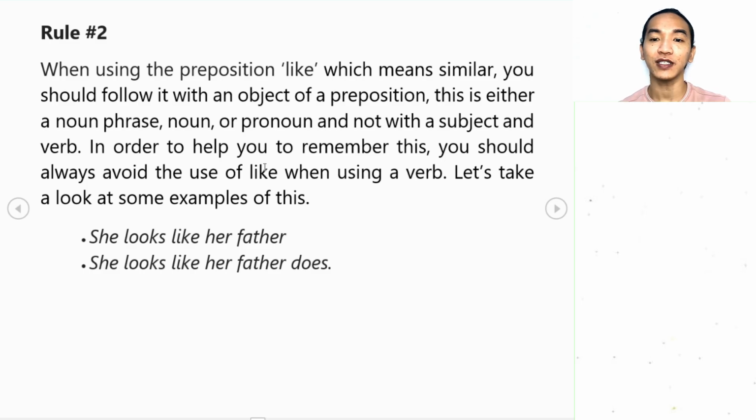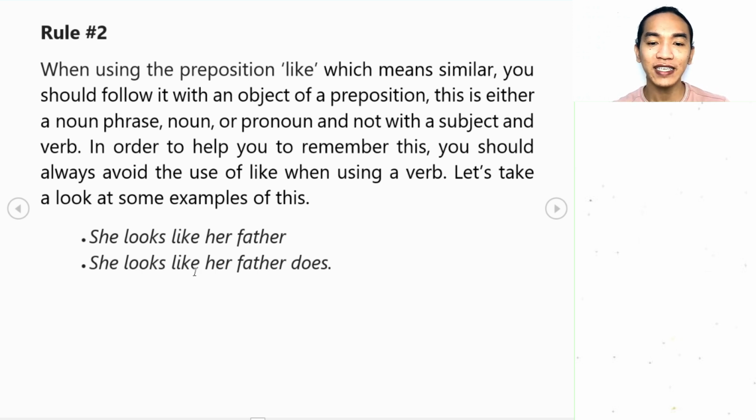So in order for us to remember this, we should avoid the use of like when using a verb. Okay, we should not use like when there is a verb after it. Let's see these examples. She looks like her father. The first sentence means she is similar to her father. So there are some similarities. She looks like her father does. Now, the second sentence actually talks about the manner she looks, the way she looks, not actually similar to her father.